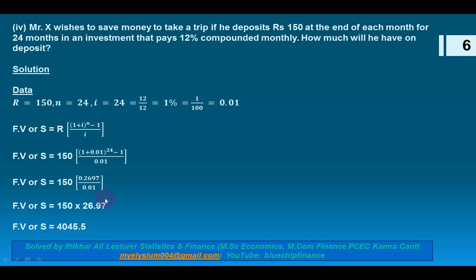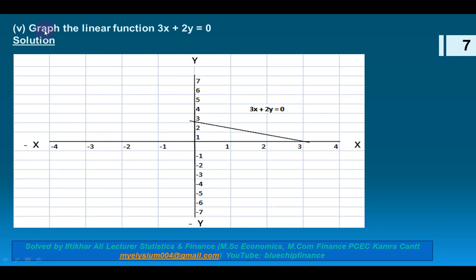4045.5. Question number 5 is very simple: graph the linear function 3x plus 2y equals 0. It is the first quadrant in which this line represents the x and this line represents the y. So for 3x, just place a dot here, and plus 2y, just place a dot here and draw a line. So it is simply the graphical representation of 3x plus 2y equals 0.